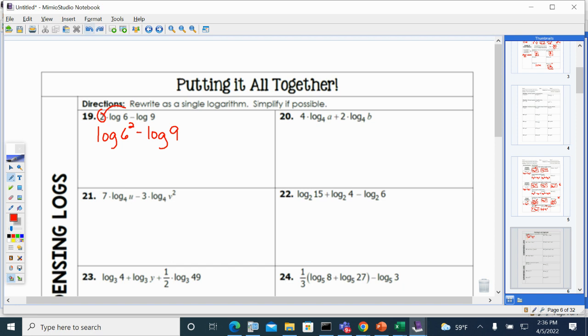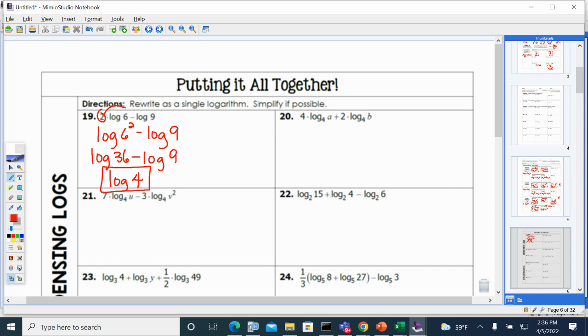And I started writing that first. So log of 36 minus log of 9. Now I can condense this into one log through division, and I'm dividing because there's a minus between. So 36 divided by 9 is 4. So all of that condenses to log of 4.